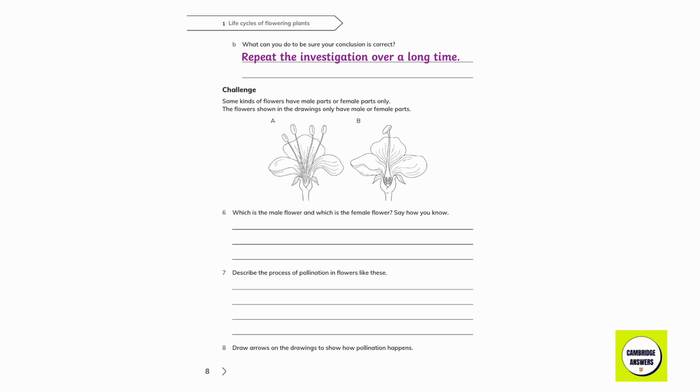Some kinds of flowers have male parts or female parts only. The flowers shown in the drawings have male or female parts. Which is the male flower and which is the female flower? Say how you know. Flower A is the male flower as it has anthers. Flower B is the female flower as it has a stigma and ovaries.